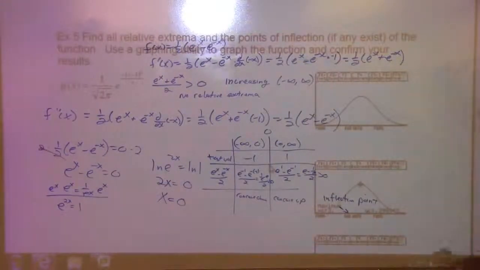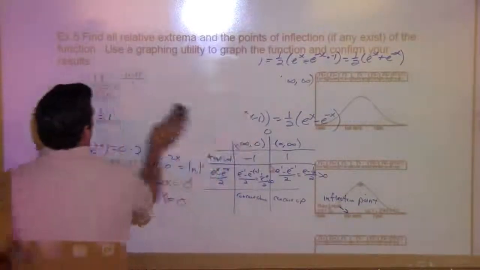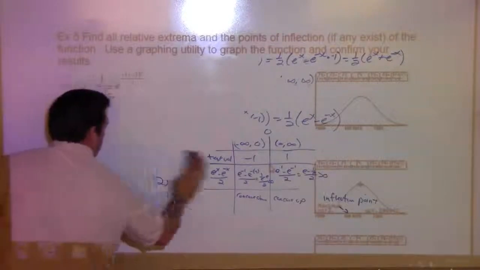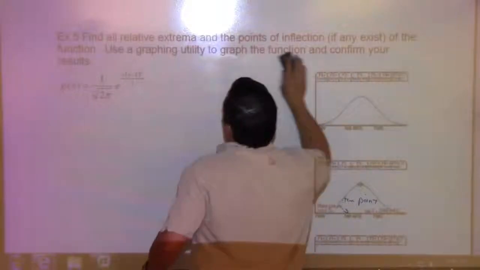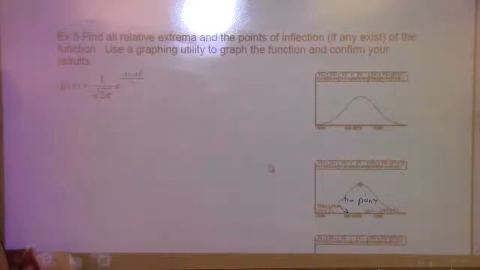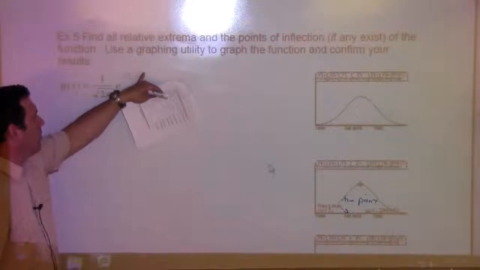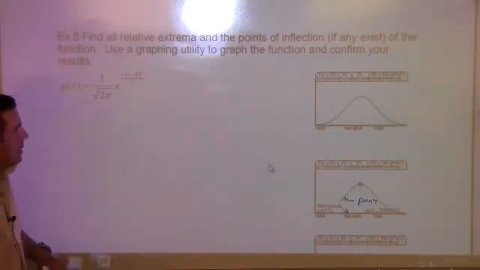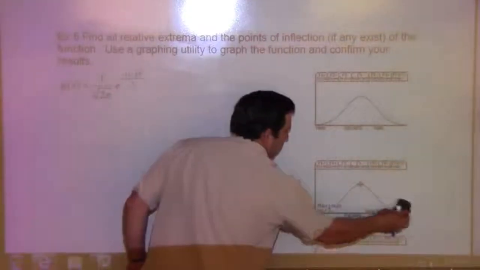Example 5. Several parts to this one. Several graphs for it anyway. So let's find all relative extrema and points of inflection, if any exist, of the function. Use a graphing utility to graph the function and confirm your results. Okay, so g of x equals 1 over the square root of 2 pi times e to the negative of x minus 3 quantity squared over 2. Now this is a version of the normal curve.